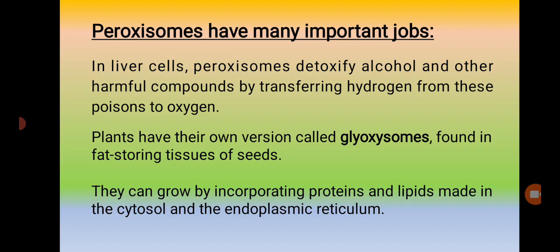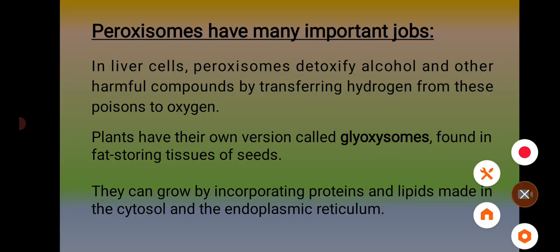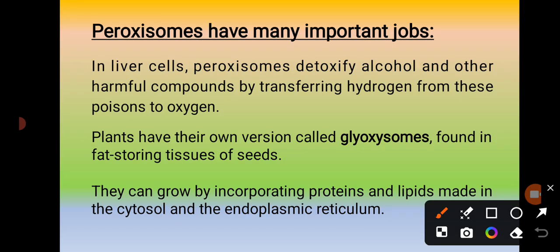Plants also have their own version of peroxisomes, called the glyoxysomes. What are those? The glyoxysomes are mainly found in plants, especially in the storage tissues of seeds. These organelles help convert fatty acids into sugars, giving energy to young seedlings until they can make their own food through the process of photosynthesis.